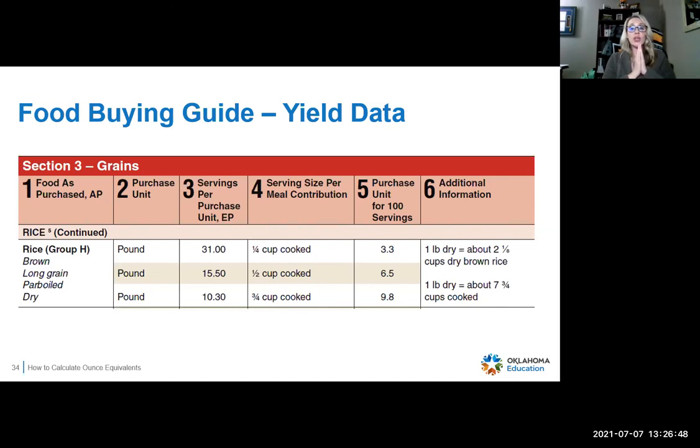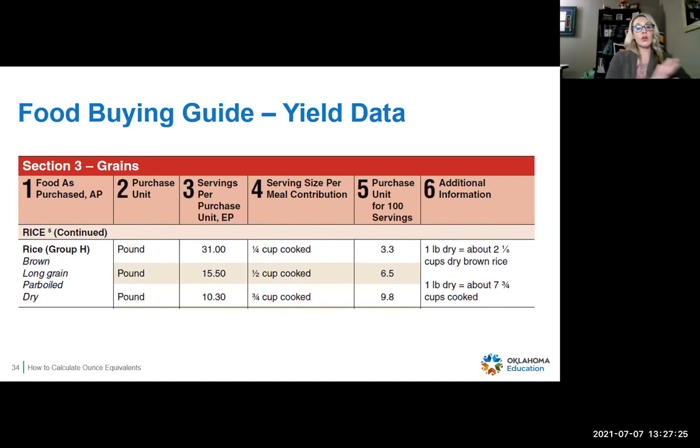So what this tells us right here is if you look in the food buying guide, if you want to serve brown long grain rice, which brown rice is a whole grain, if you buy a pound of it, it will give you 15.5 1/2 cups cooked. You can also come here to the grains chart and it will tell you down in group H, rice, that a 1/2 cup cooked equals 1 ounce equivalent. So it gives you a lot of really good information.